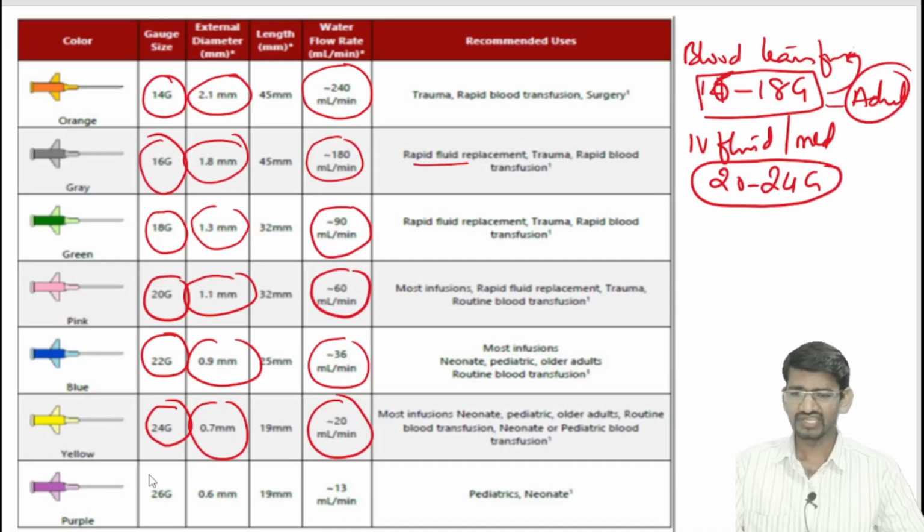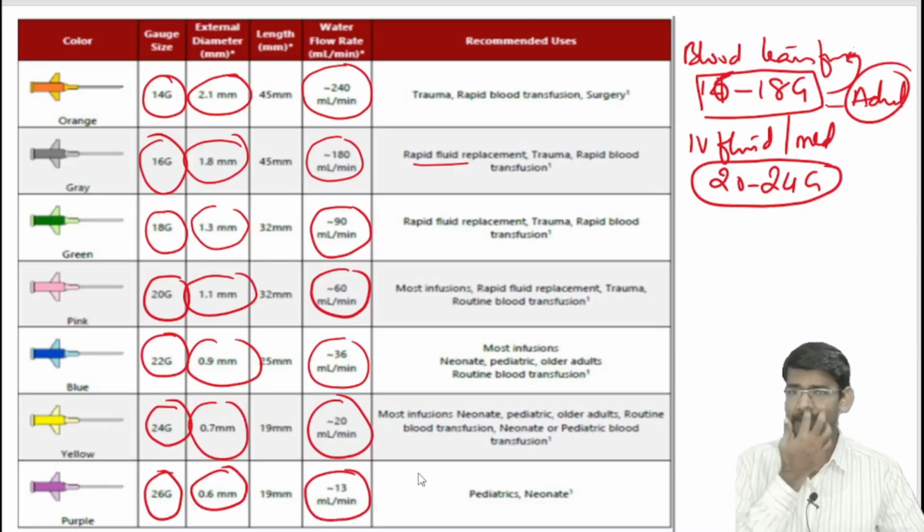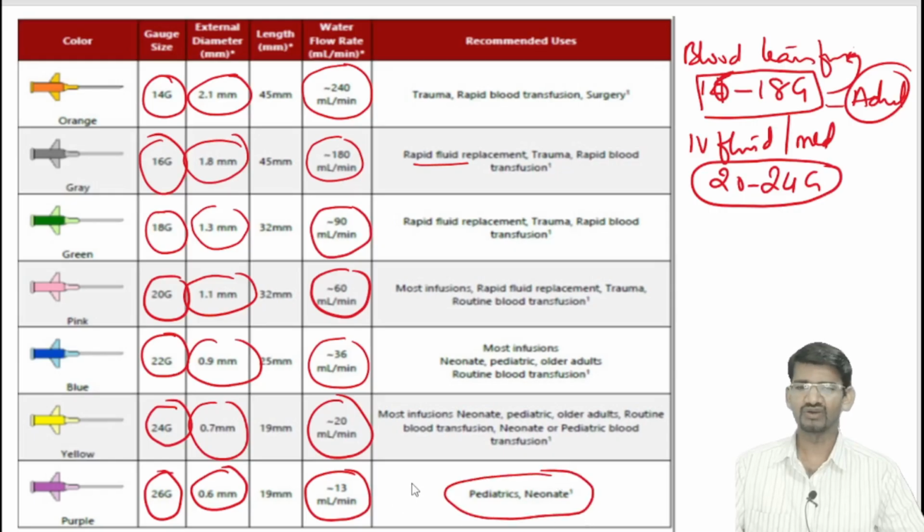And the next is a 26. This is very small, with just a diameter of 0.6 mm, and it delivers nearly just 13 ml per minute. So it is especially used in the case of neonates, for regular IV fluid administration or for medication administration in neonates.